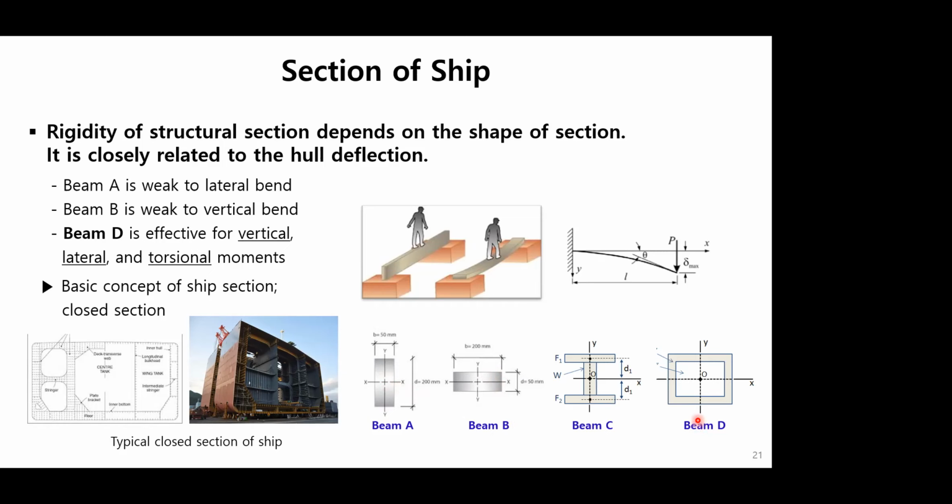It's called a closed section. So the basic concept when designing hull sections is to make it a closed section as much as possible. If we need an opening on the deck in order to manage the cargo, then we should make the opening as small as possible.